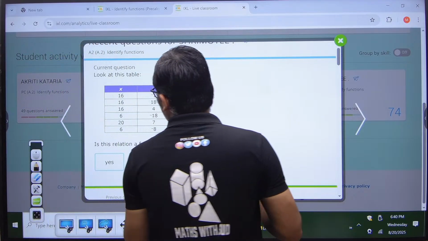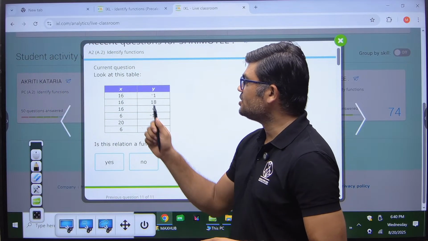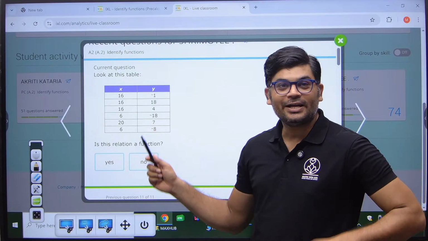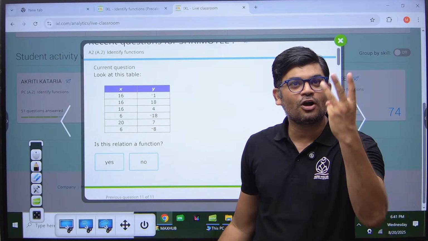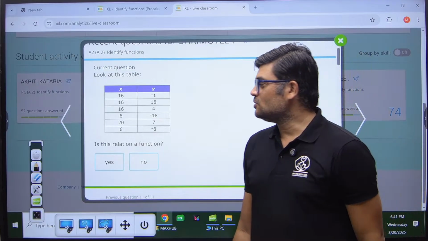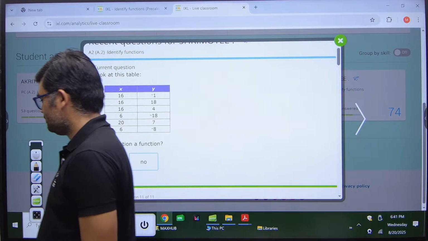What about this, beta? Shrimoy, is this a function? No, because it is not a function. For 16, you have got three different values. So it is not a function. Understood now?